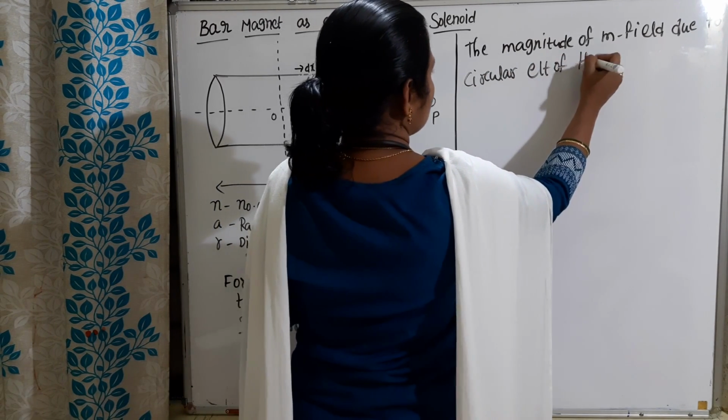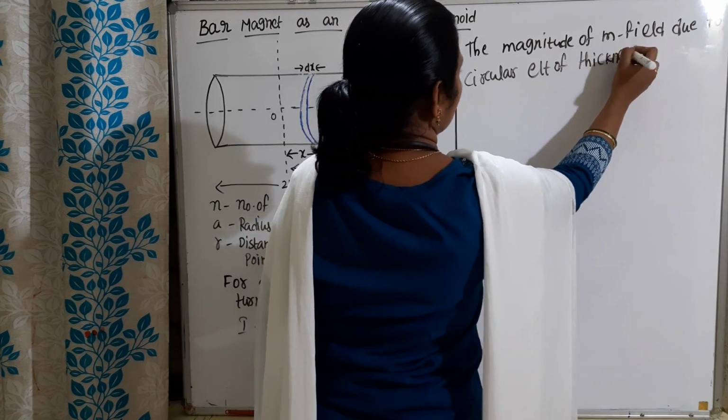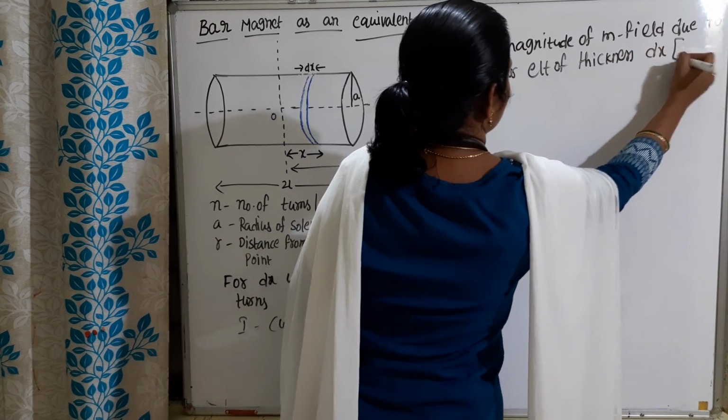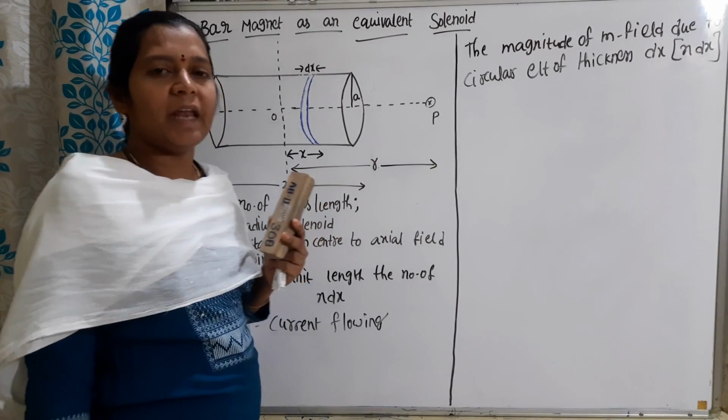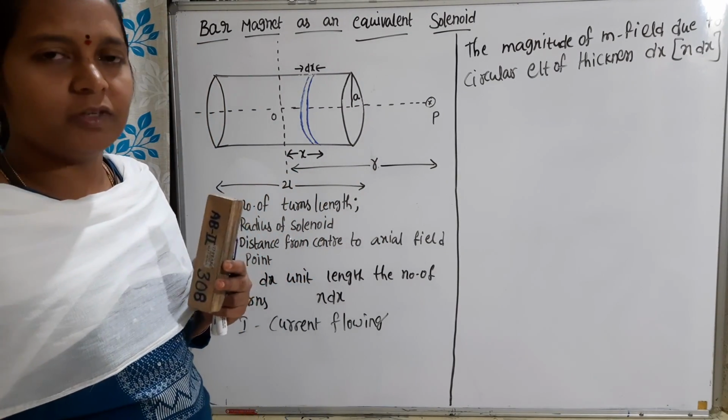Of thickness. So what is thickness dx? It contains n into dx number of turns.